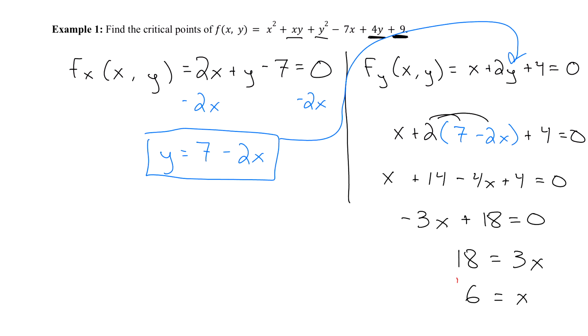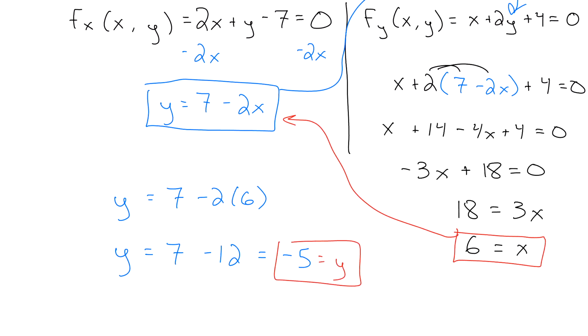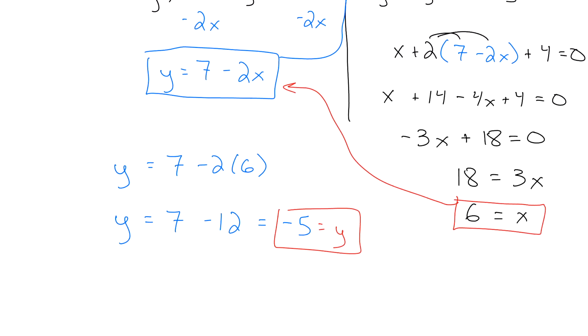Once we found that x value, we should be able to take that x value and plug it into, at this point, either one of our equations. But if I look over here at the partial derivative with respect to x, we've already got y solved for. This is going to be a nice, simple equation to work with. So y is equal to 7 minus 2 times x. We just said x is equal to 6. So y must be equal to 7 minus 12, giving me negative 5. So I have at this point my x value and my y value. I've got x is equal to 6 and y is equal to negative 5.